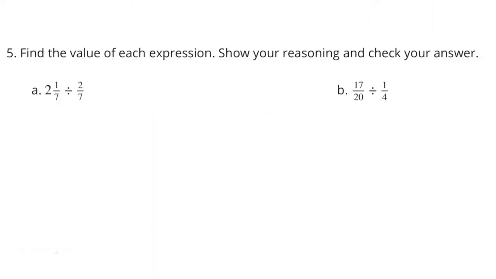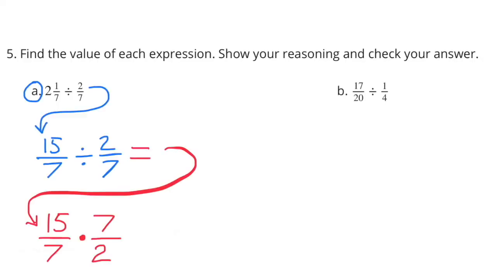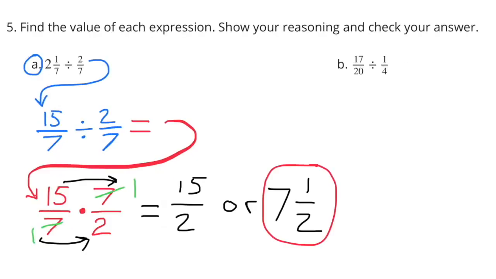Number 5. Find the value of each expression. Show your reasoning and check your answer. A. 2 1/7 divided by 2 sevenths. 2 1/7 can be written as 15 sevenths. 15 sevenths divided by 2 sevenths can be answered by multiplying by the reciprocal of 2 sevenths. 15 sevenths times 7/2 equals 15 halves, or 7 1/2.